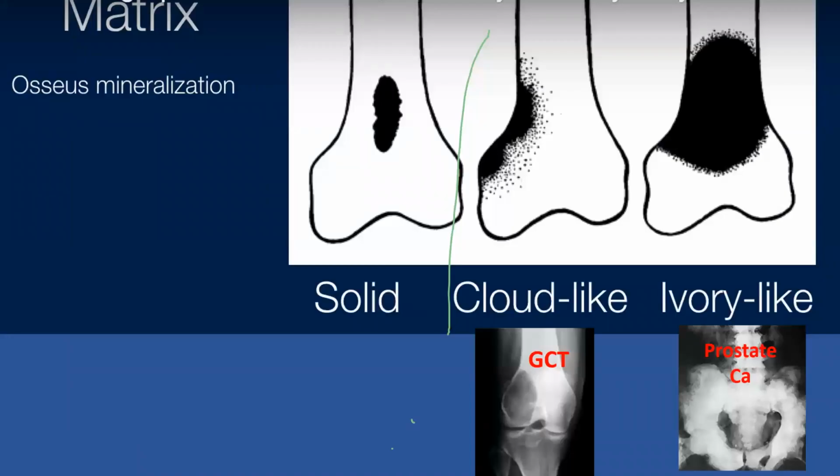On the other hand, if in the matrix you see a solid appearance, a cloud-like appearance, an ivory-like appearance, these are bone-forming tumors. These occur in osteosarcomas. On the other hand, if you see a lytic lesion, which is cloud-like, we call it the ground glass appearance, like glass, and this is a giant cell tumor.